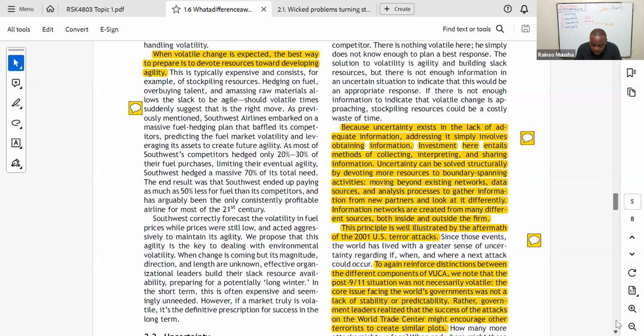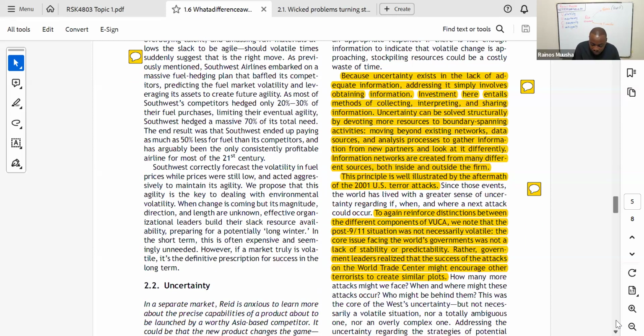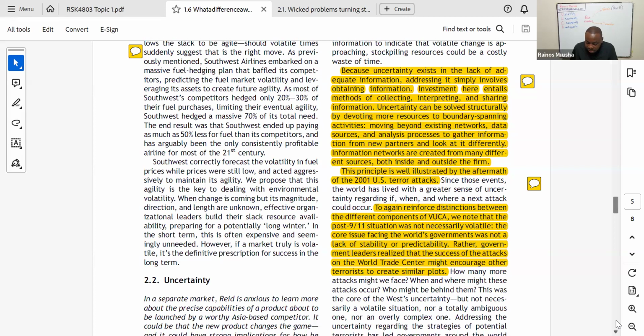The principle is well illustrated by the aftermath of the 2001 US terror attacks, where you look at 9/11. So here they say, to gain reinforced distinction between the different components of VUCA, we note that this post-9/11 situation was not necessarily volatile. The core issue facing the world's governments was not lack of stability or predictability. Rather, government leaders realized that the success of the attacks on the World Trade Center might encourage other terrorists to create similar plots.